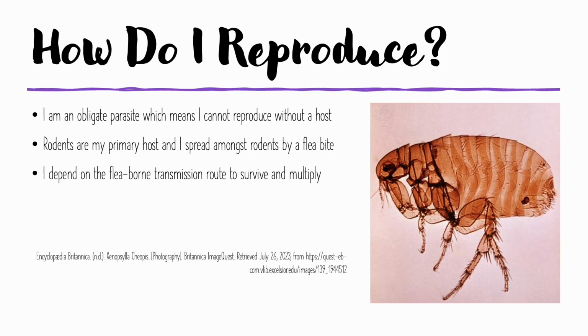How do I reproduce? I am an obligate parasite, which means I cannot reproduce without a host. Rodents are my primary host, and I spread amongst rodents by a flea bite. I depend on the flea-borne transmission route to survive and multiply.